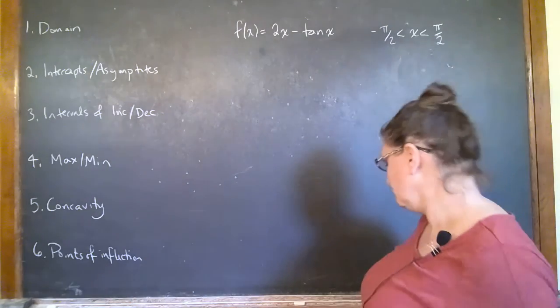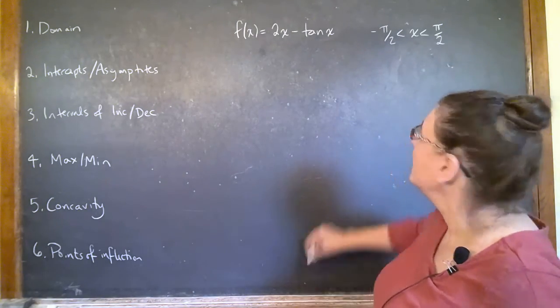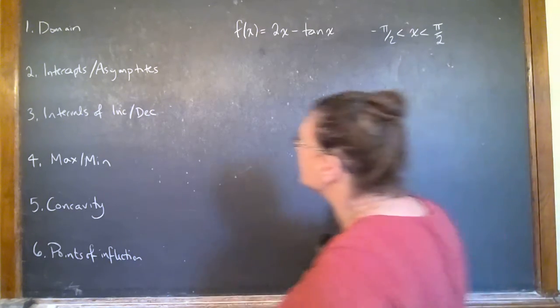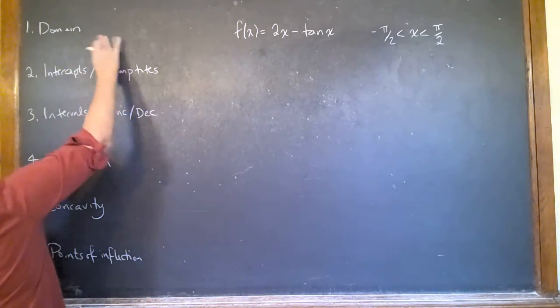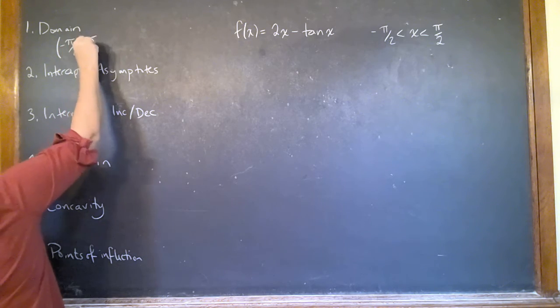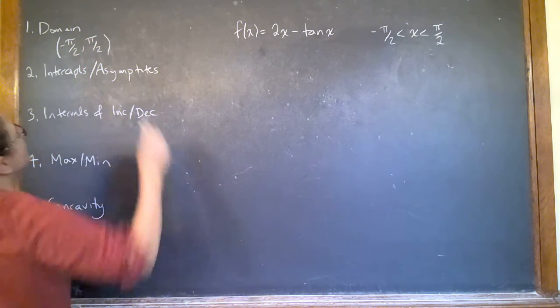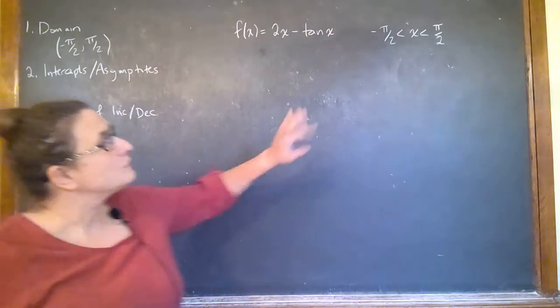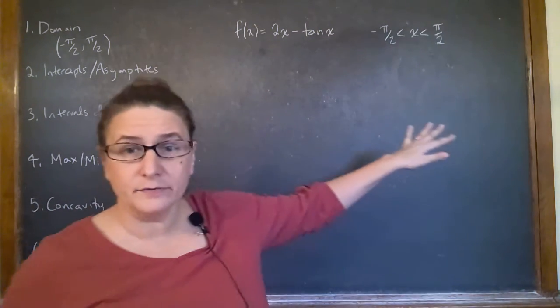Here's an example that has a tangent in it. Here they gave us the domain, so we don't have to really think about that. We do a little bit have to think about it, though. It's only a second to think about it. They're asking for the graph from minus pi over 2 to pi over 2.